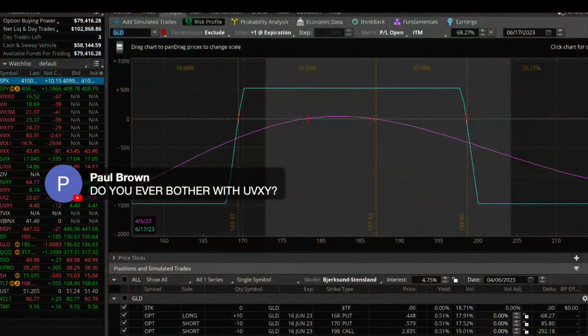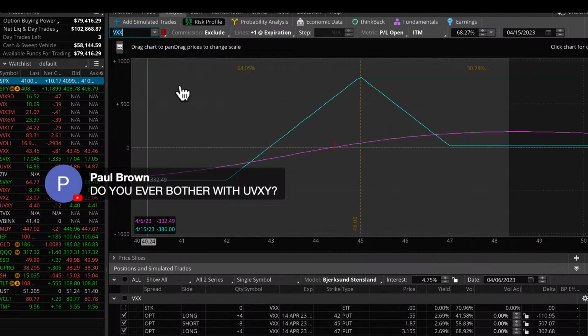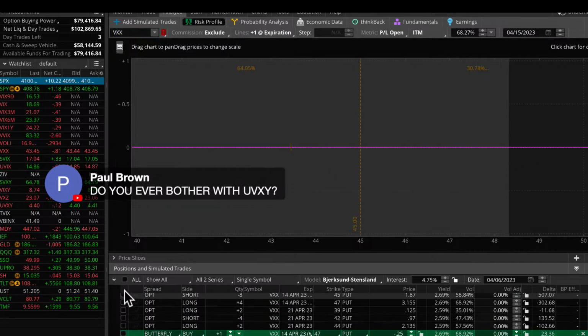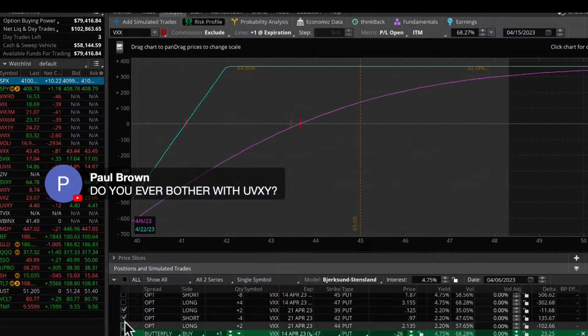Yes, when I'm trading the volatility trend, our butterflies, oftentimes I use UVXY. The only reason we're not using UVXY right now, and both of our trades are on the VXX, is because the UVXY has not done its reverse split yet. So we opened another trade just recently.